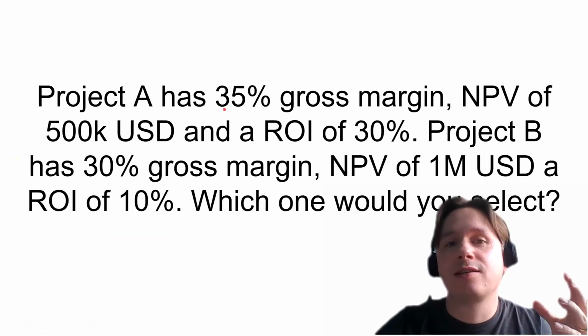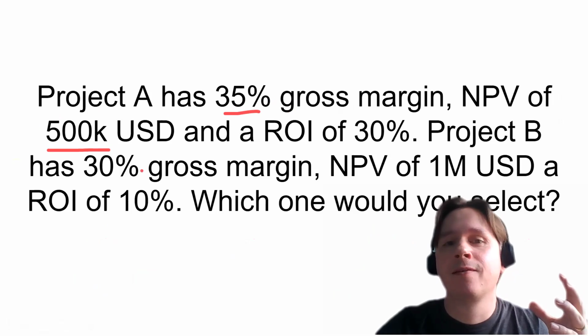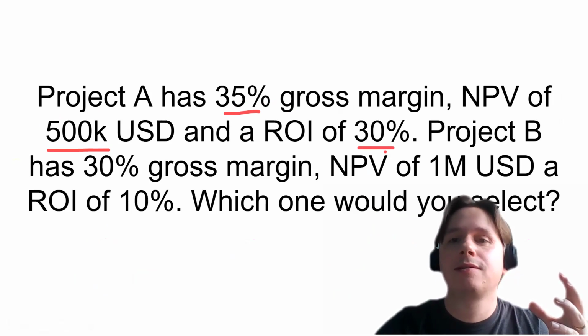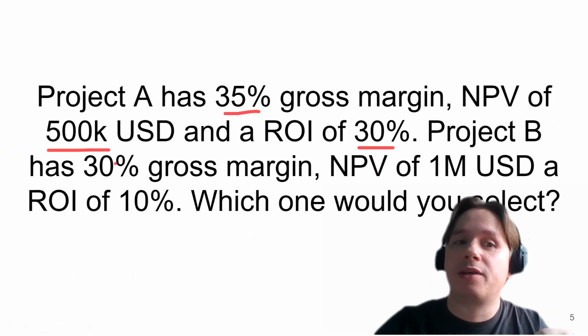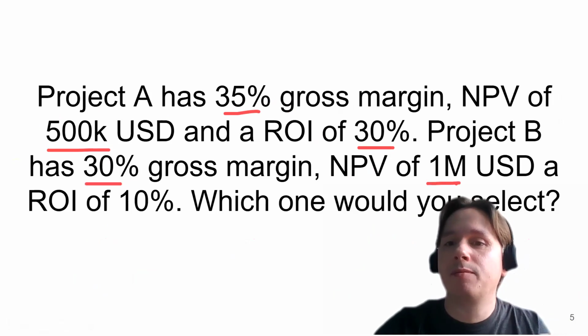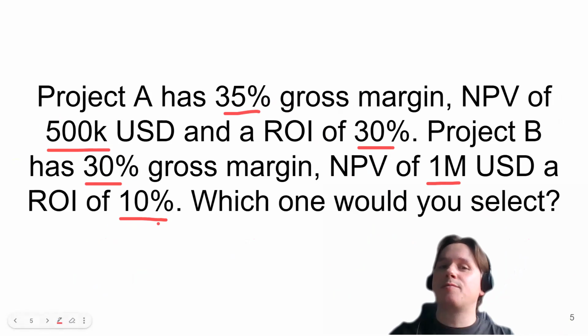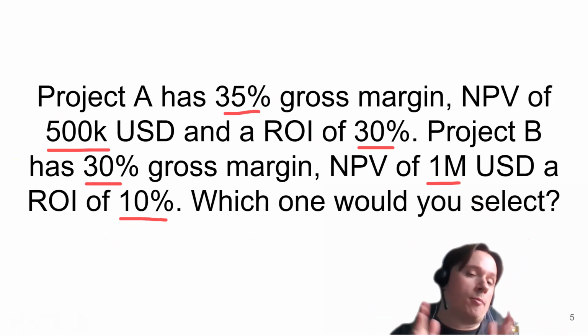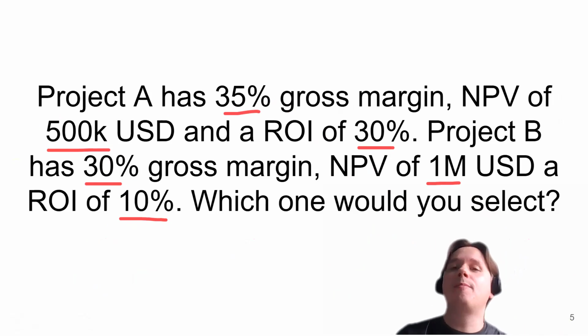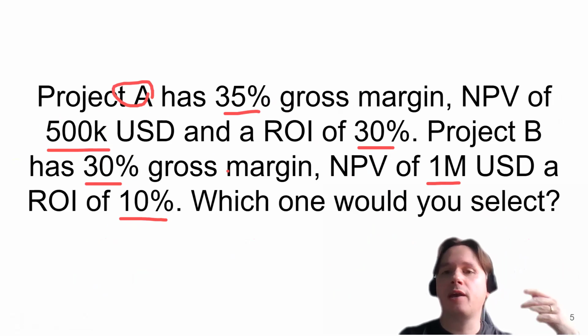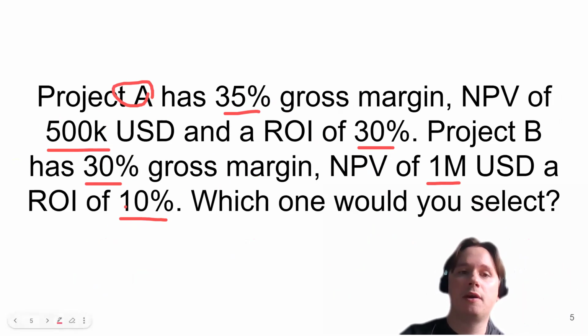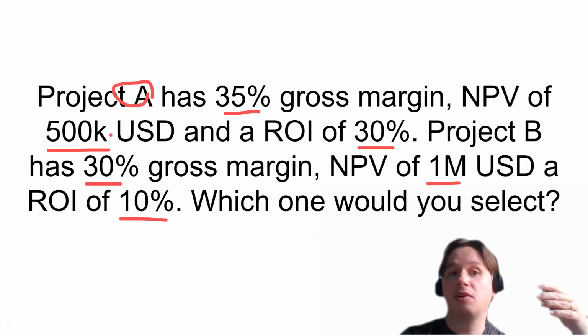If your project A has a 35% gross margin, NPV of 500K, and a ROI of 30%, project B has a gross margin of 30%, NPV of 1 million, and a ROI of 10%. Then things start to be more tricky. For me, if I would have to select only based on the financial information, I would go for project A. And you say, okay, project B, you get more money, you get 1 million, but of course, you also get a bit more risk. Here, it's a better investment of capital.